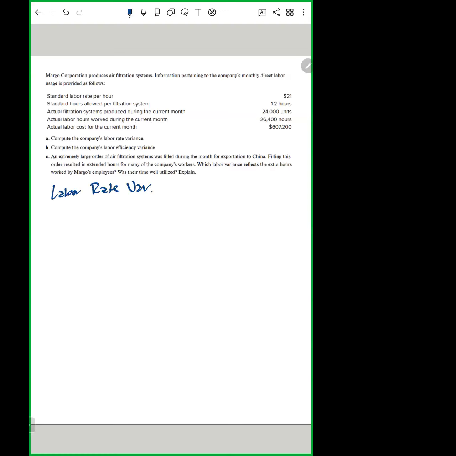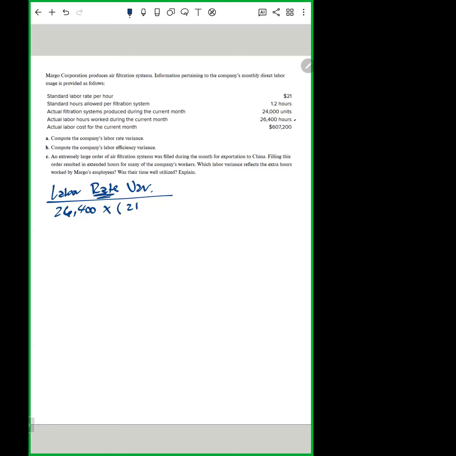Rate variance. So rate being kind of the focus here. How are we doing essentially in a per hour sort of measure? So actual labor hours. The actual labor hours were 26,400. We're going to multiply this times the standard rate minus the actual rate. So the standard rate is $21 per hour.